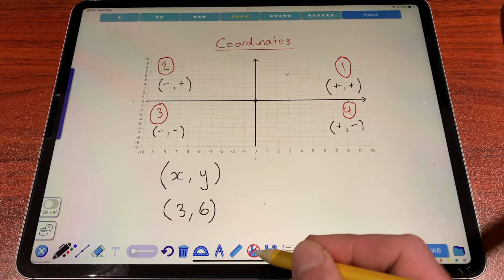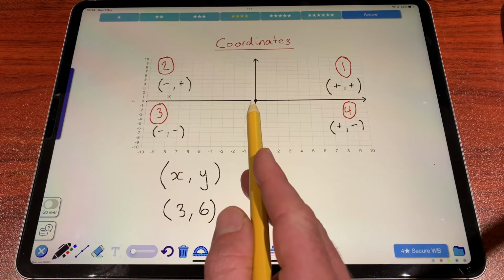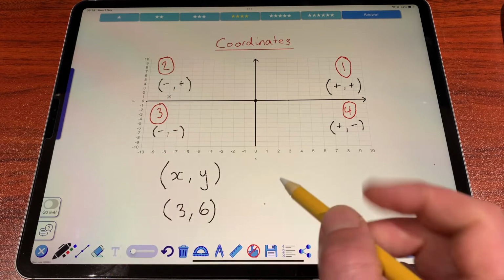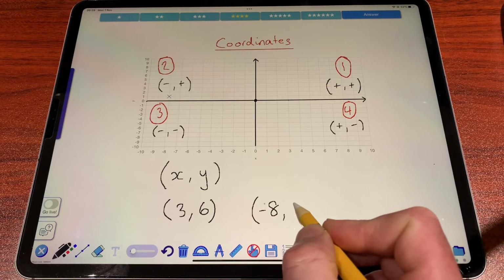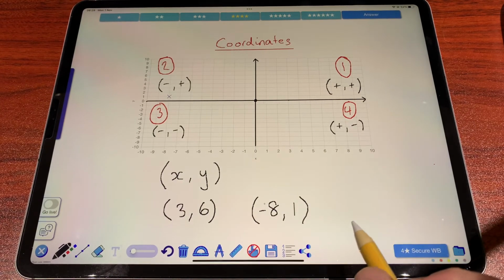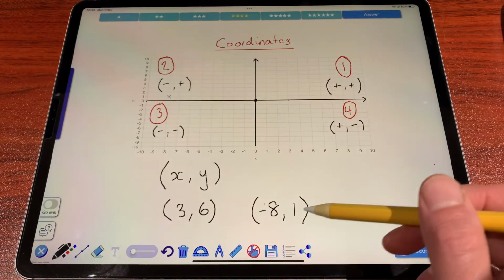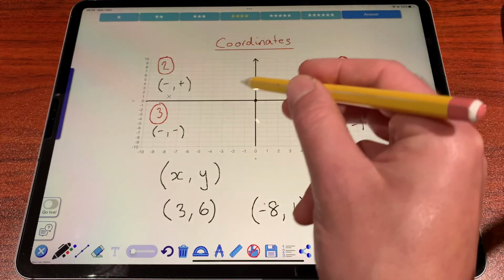Let's take a look at another example. With this point, it's -8 on my x-axis and 1 up. So the coordinate is -8, 1. Notice this fits the pattern that the x value is negative and the y value is positive because it lies within the second quadrant.